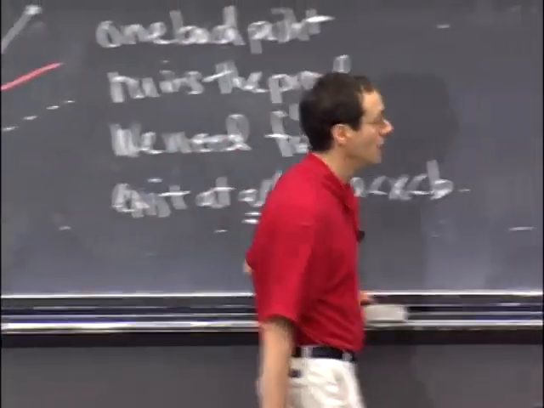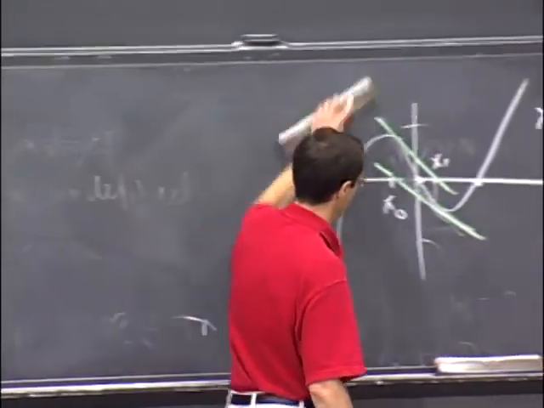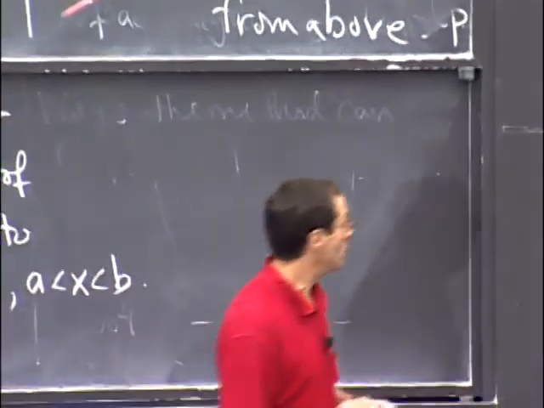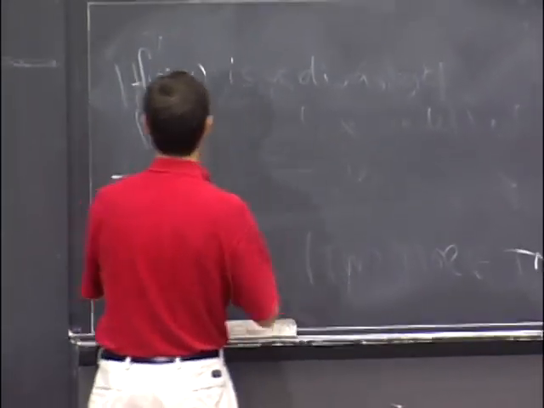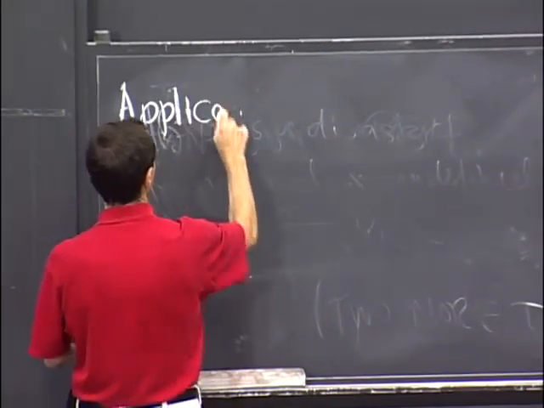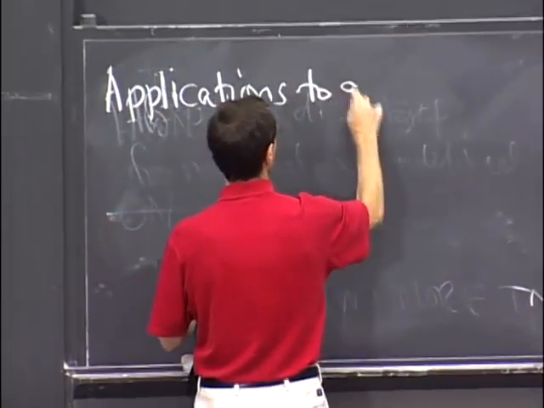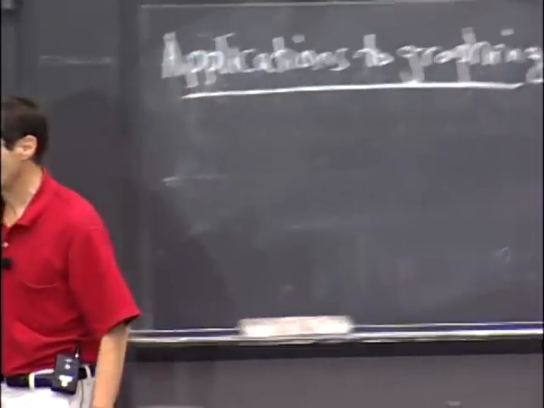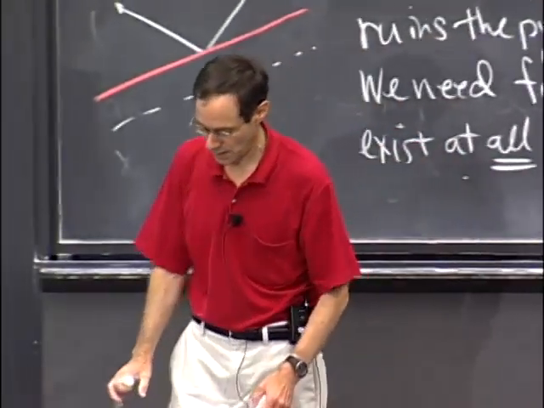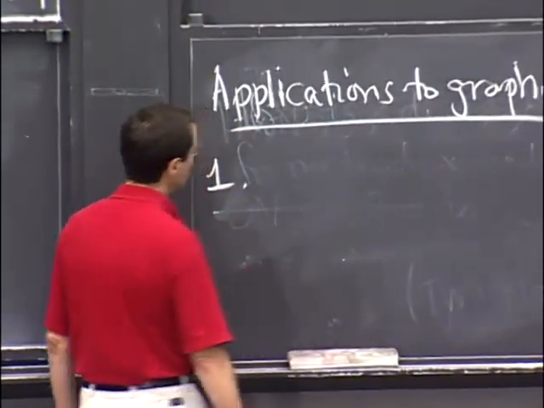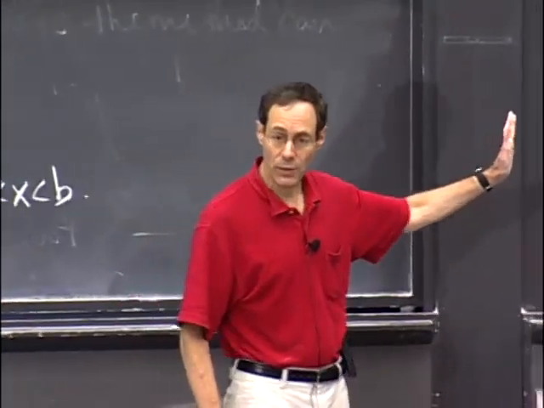Okay, so now it's time to draw some consequences. And the main consequence has to do with applications to graphing. But we'll see tomorrow and for the rest of the course that this is even more significant. It's significant to all of the rest of calculus. I'm going to list three consequences which you're quite familiar with already.